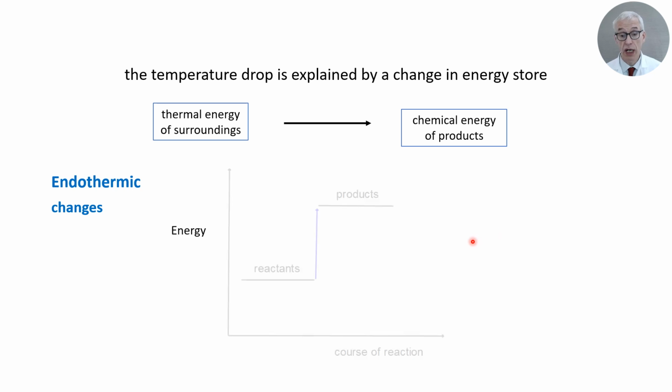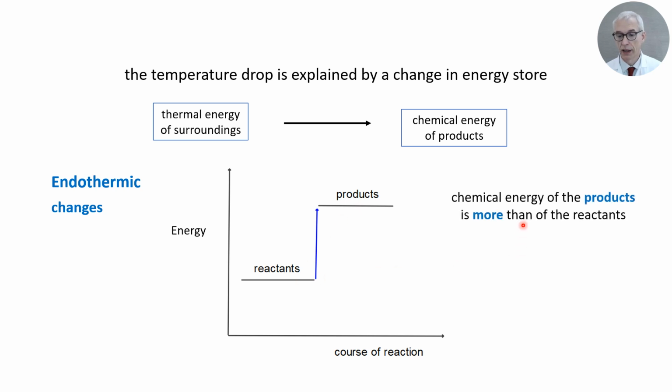Okay, so here's my energy diagram. The products have more chemical energy than the reactants. That's always going to be true for an endothermic change, a change that causes a decrease in temperature of the surroundings. The chemical energy of the products is more than that of the reactants.